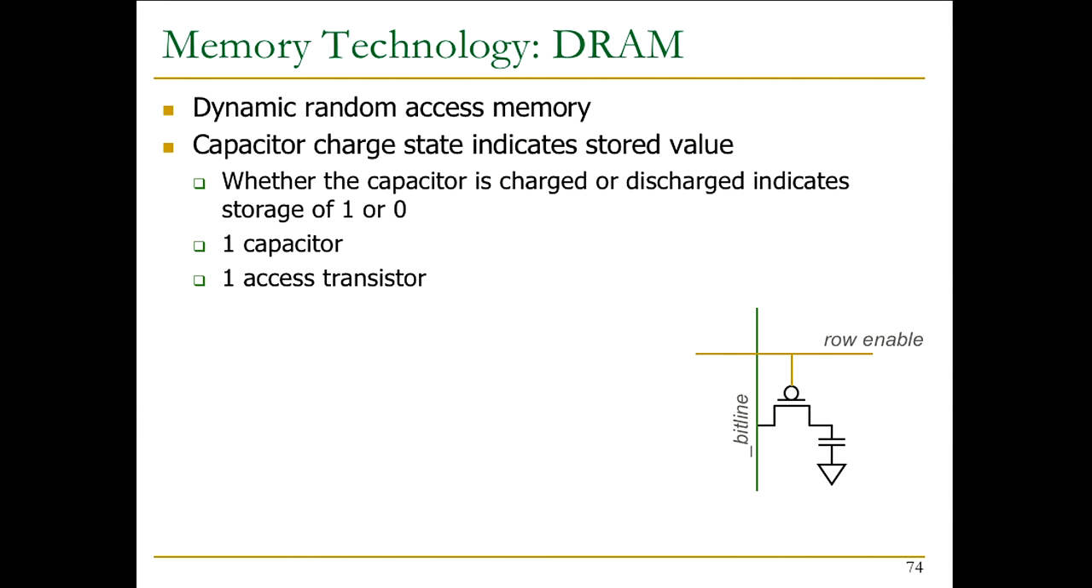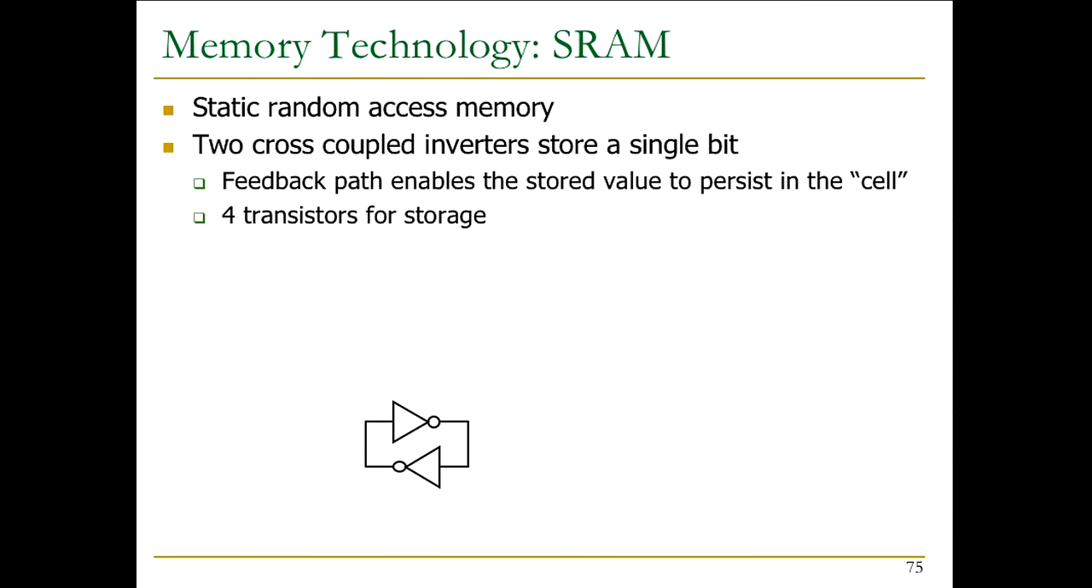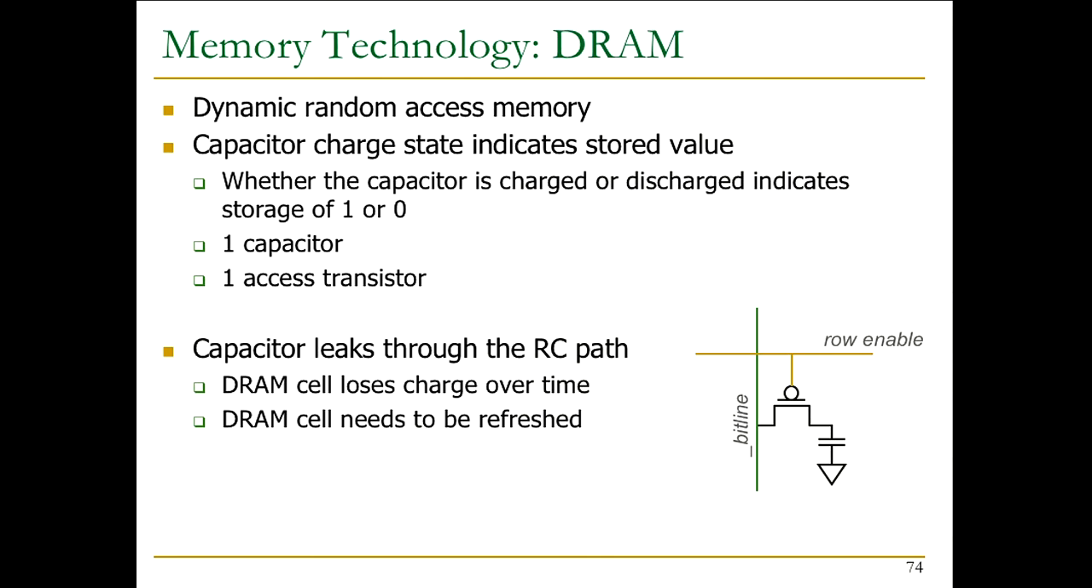If it's charged, it'll perturb it up. And the sense amplifier will sense that perturbation and it's going to increase the charge and think that it's a 1. Of course, 1 and 0 may be different, right? Again, the capacitor leaks charge through this RC path, resistance conductance path, and the DRAM cell loses charge over time. We've discussed this before, right? The DRAM cell needs to be refreshed.